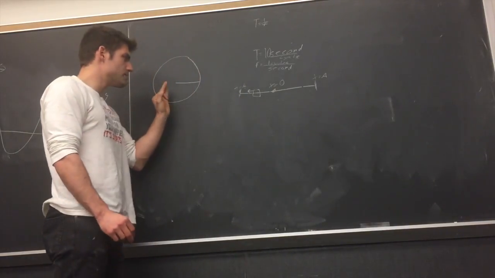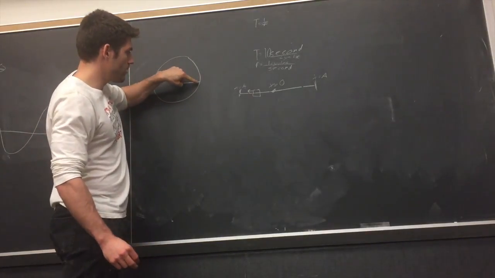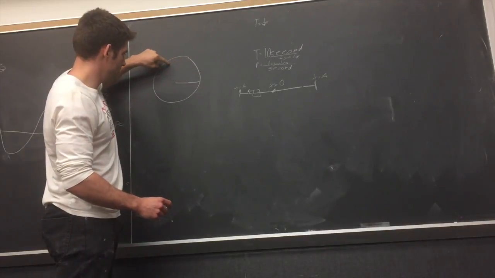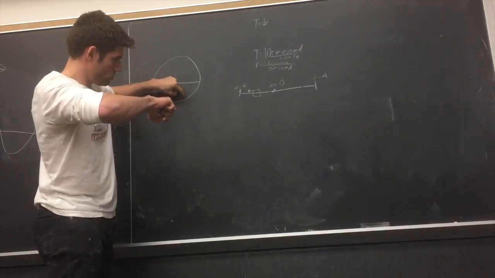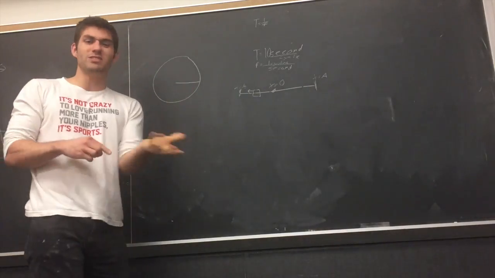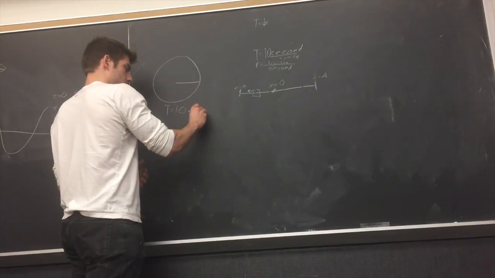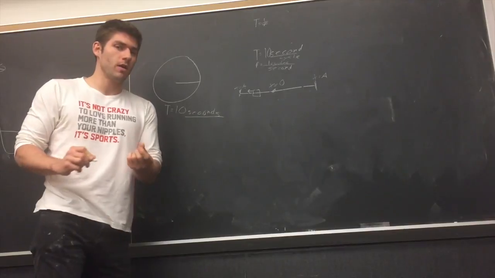We could say a very similar thing about how long it takes to go around the circle. Let's say that this circle takes, I don't know, about 10 seconds. So it takes 10 seconds to do one cycle. But it's a circle.